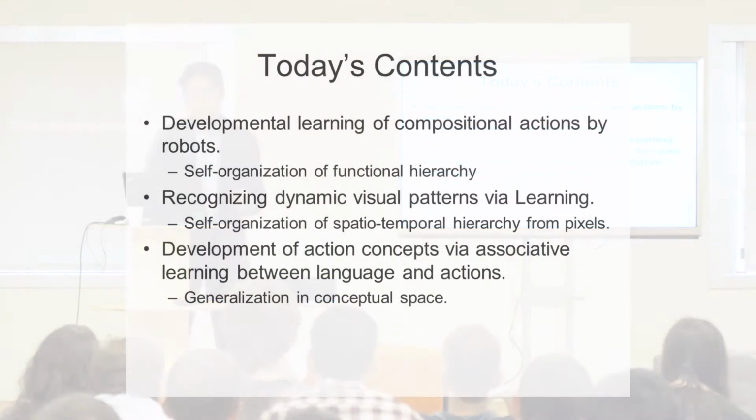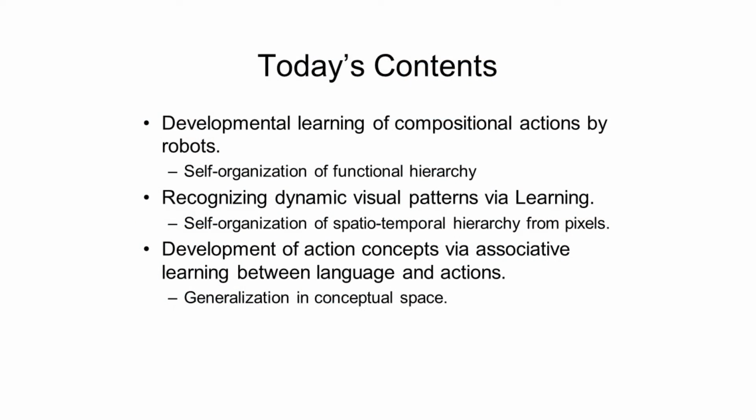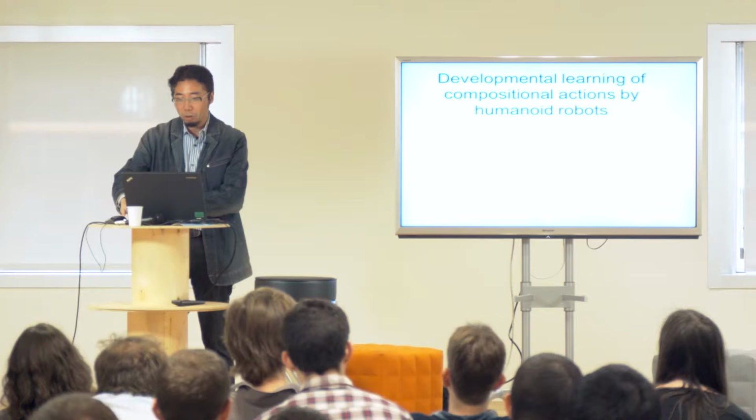And if we have time, I'm going to talk a little bit about how action concepts can be acquired in associative learning between language and action. But first, I'm going to talk about developmental learning of compositional action by humanoid robots.